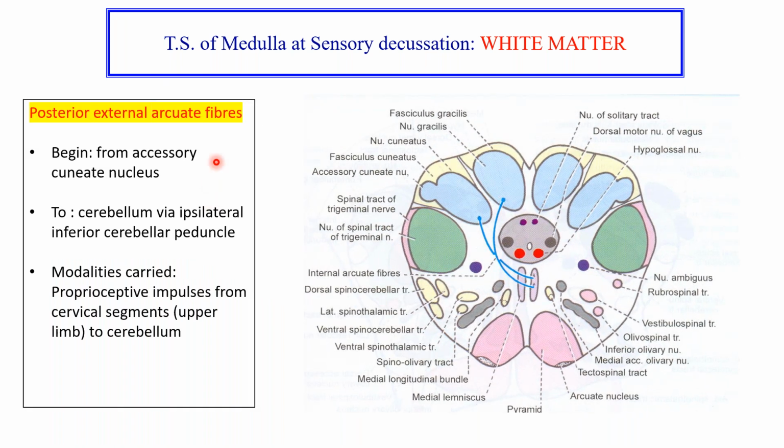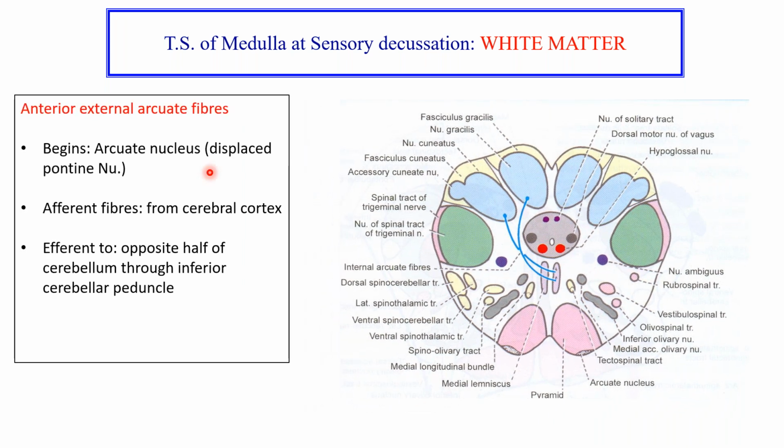Posterior external arcuate fibers, which begin from the accessory cuneate nuclei, are also present, and they are connected to the cerebellum via the ipsilateral cerebellar peduncle. Remember, we did the cuneocerebellar tract, we are talking about that. So the same impulses of the spinocerebellar tract, proprioception, are carried through the posterior external arcuate fiber emerging from the accessory cuneate nucleus.